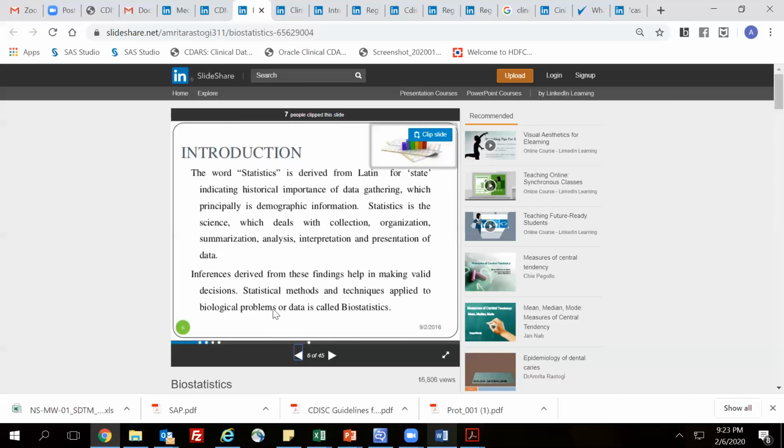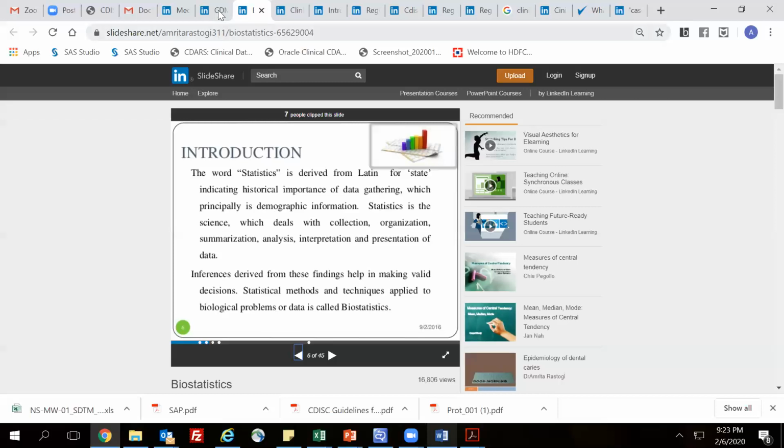And then what they'll do is they'll send the data to SAS, and in SAS we have to represent the data in the form of charts, or maybe in the form of tables, or maybe in the form of graphs. Okay, so that is how biostatistics came into existence.